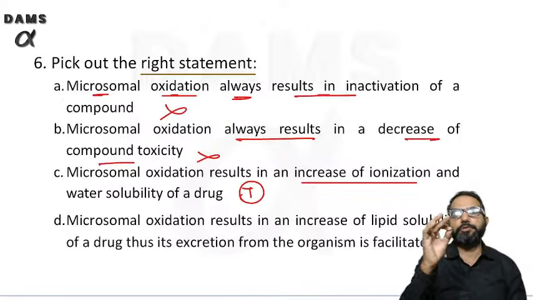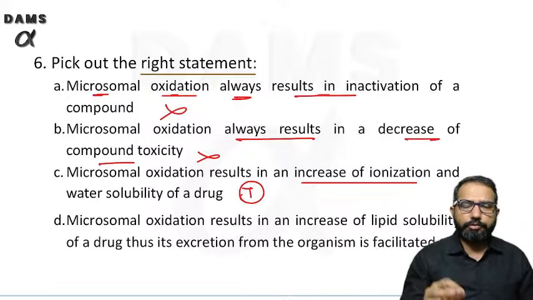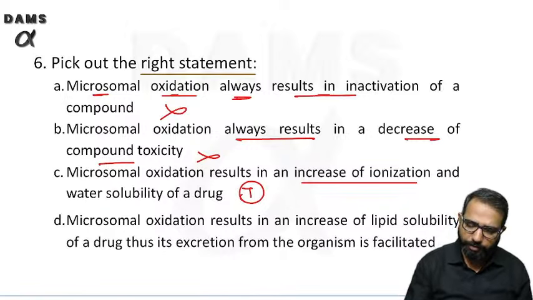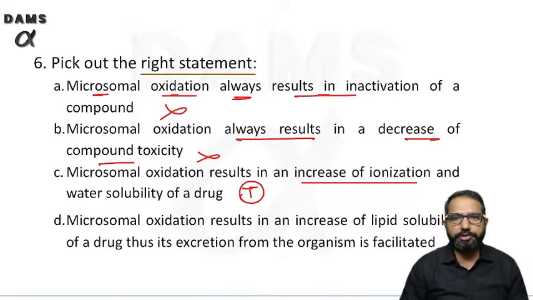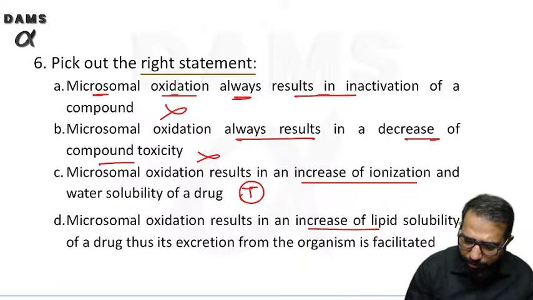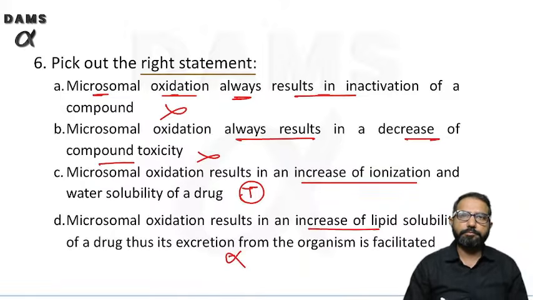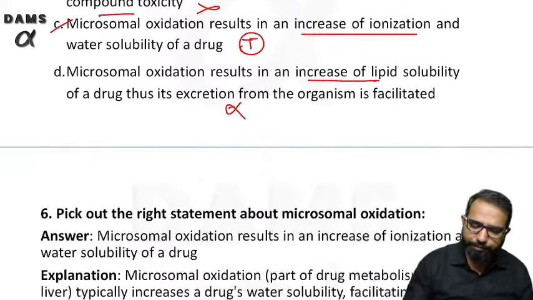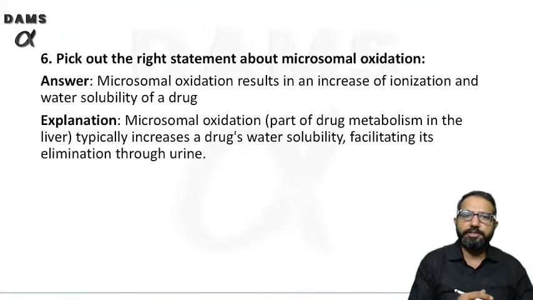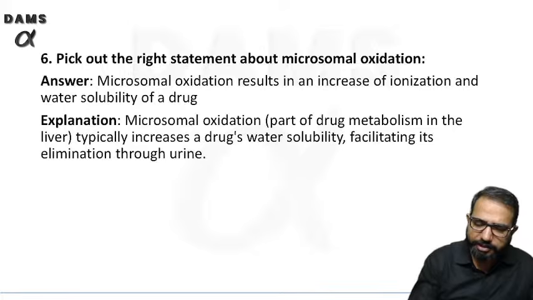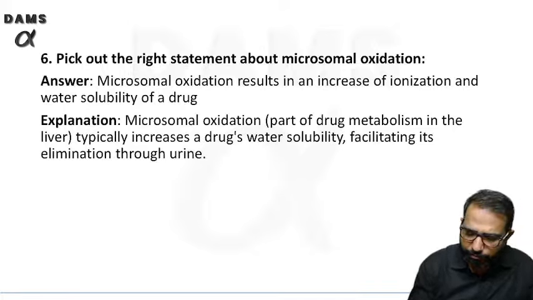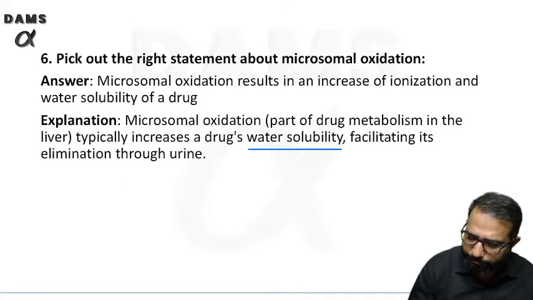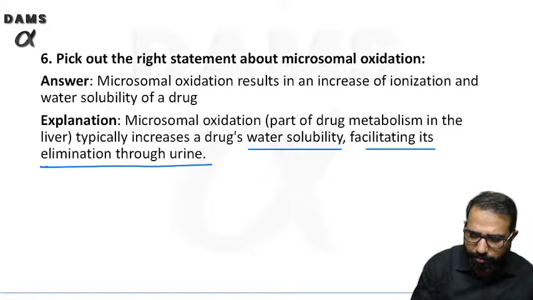Always remember the purpose of the metabolic process. You will see the drug becomes more polar after the metabolic process. The fourth option is saying that microsomal oxidation results in increase in lipid solubility. No, that is not possible. That is opposite. So option C is absolutely correct. This increase in the drug's water solubility facilitates the elimination of the drug through the urine.